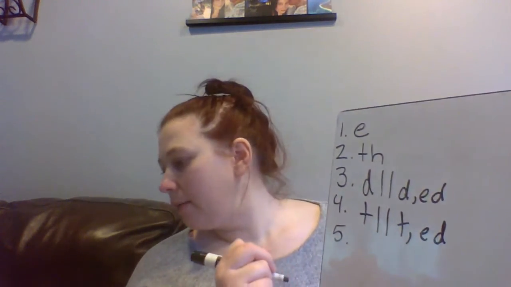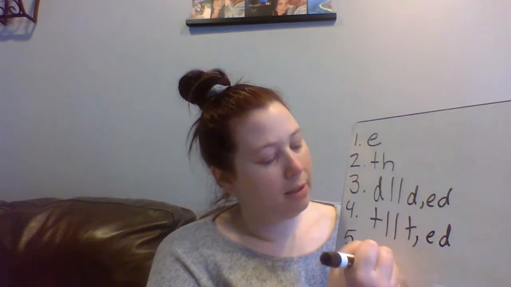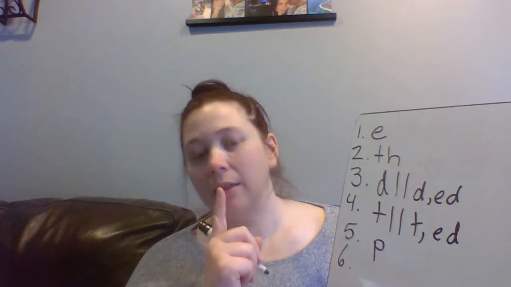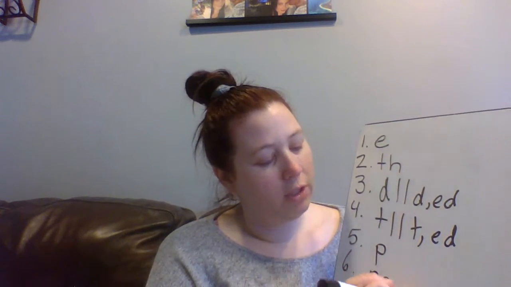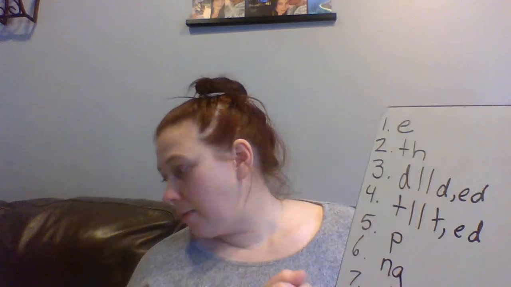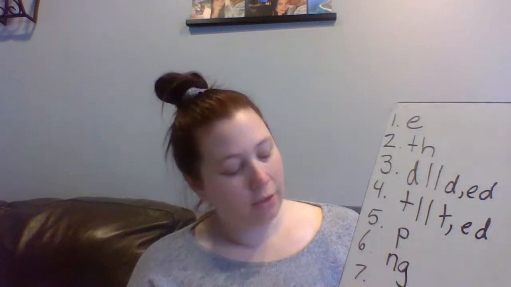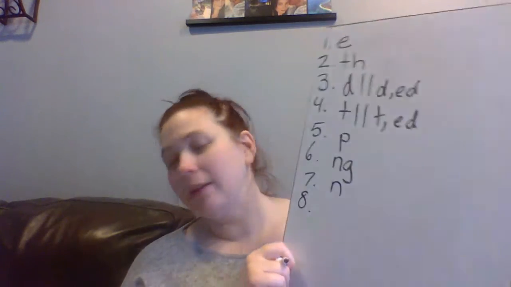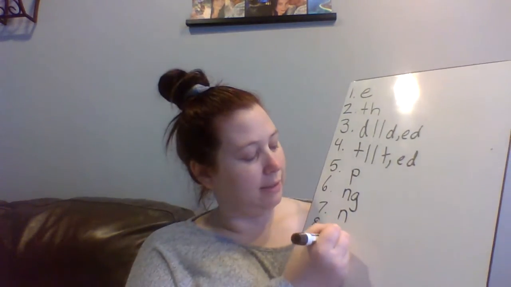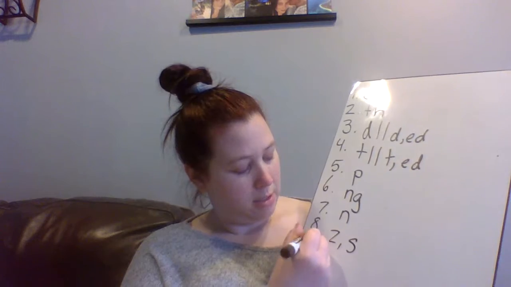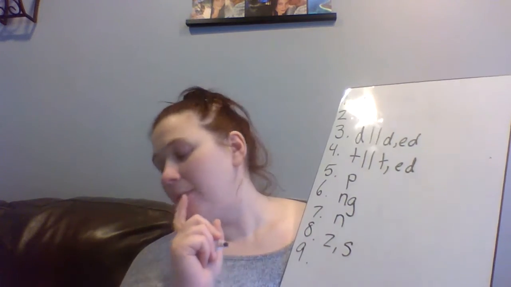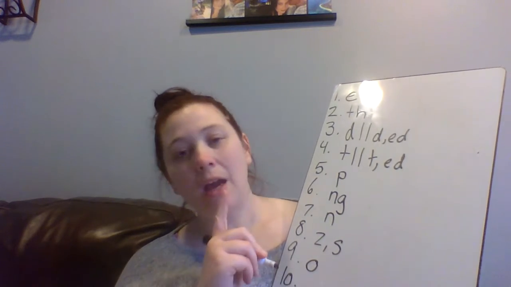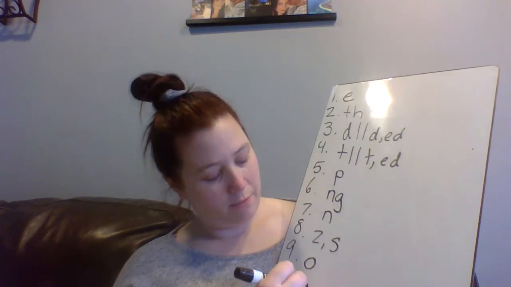Number 5 is P. P. Number 6 is Ng. That's NG. Number 7, we have N. That's just N. Number 8, we have Z. That's Z, comma, S, right? Number 9, we have A. O. And number 10, we have W.